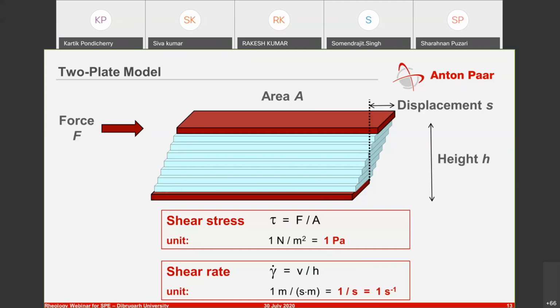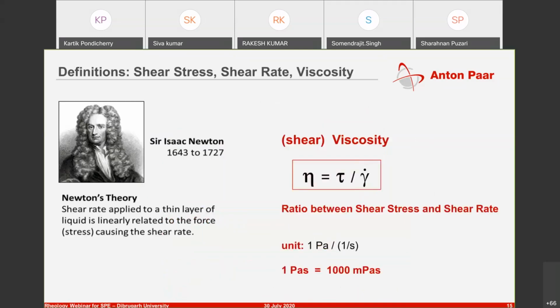And then from these two parameters, what you get is the shear viscosity, which is given as the ratio between shear stress and shear rate. And this was given to us by Sir Isaac Newton back in the 17th century. And this is not rocket science. This is as simple as it can get. If you know the forces and the displacement and the rest of the parameters precisely and accurately, then you can get the viscosity of your material.